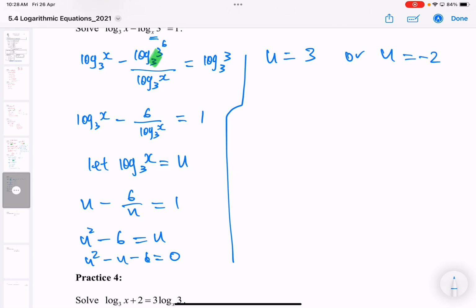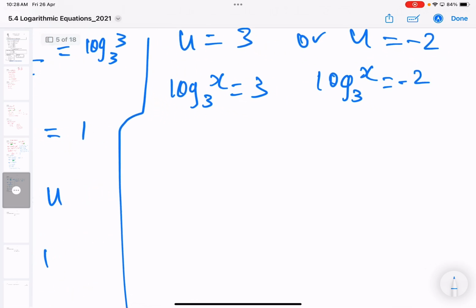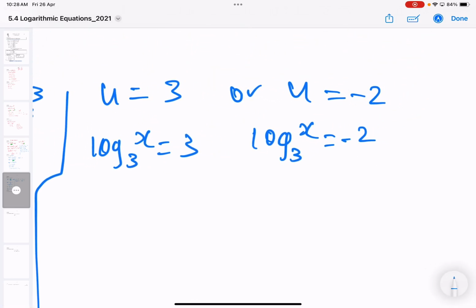But what is U? U is actually log base 3 of x. So you have two versions. Then how do we find the value of x? We must use our knowledge of logs. We need to convert this into the indices form. In indices, you always write your base first, and then the power is how many times you compound. So the power is 3, equal to x. So you find one value of x already.